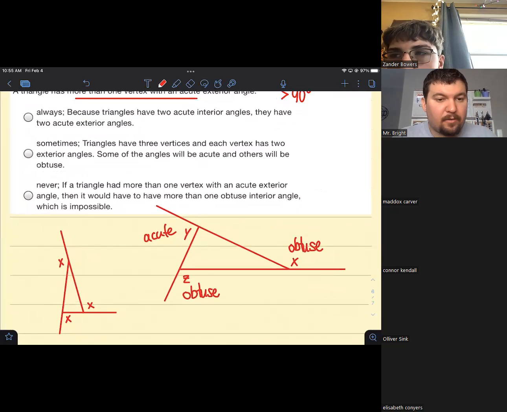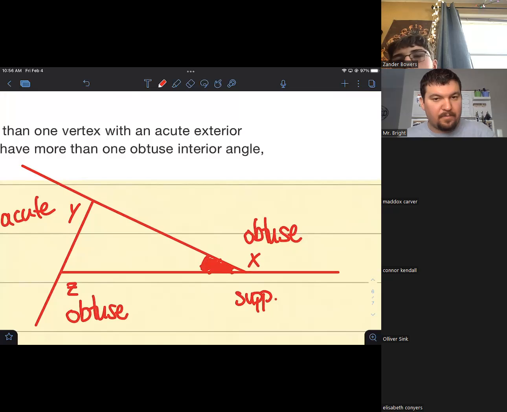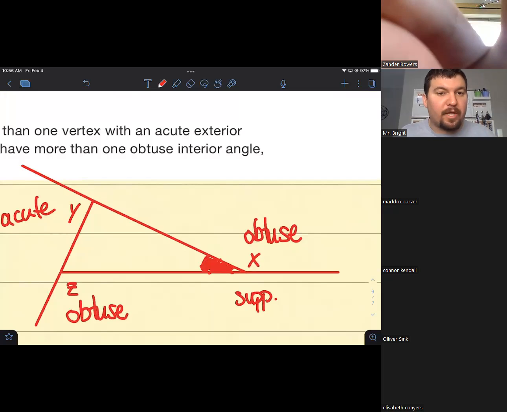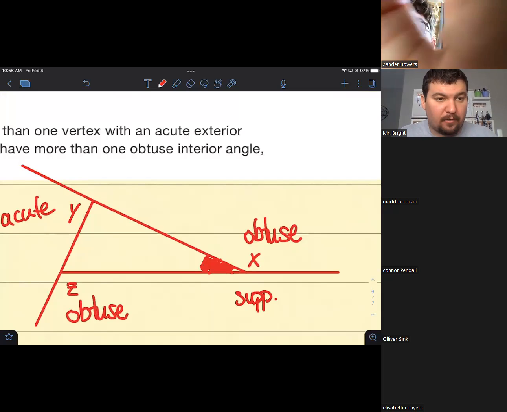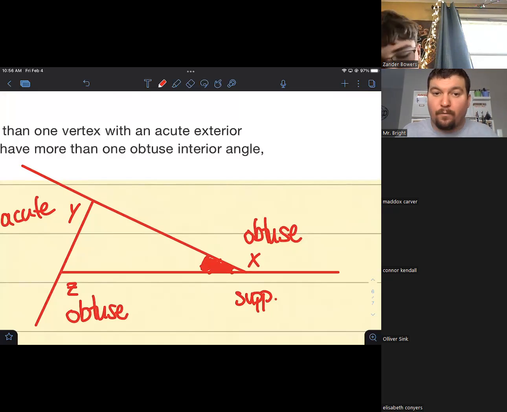Since the exterior angle of a triangle is going to be supplementary with its interior angle, if you have a triangle that has an acute interior angle, like this one here I've just shaded in, it's going to have an obtuse exterior angle. So let me rephrase this question. Can a triangle have more than one obtuse interior angle? Well, the answer is no, it can't, because they have to add up to 180. And if you have two obtuse angles, you're already over 180.